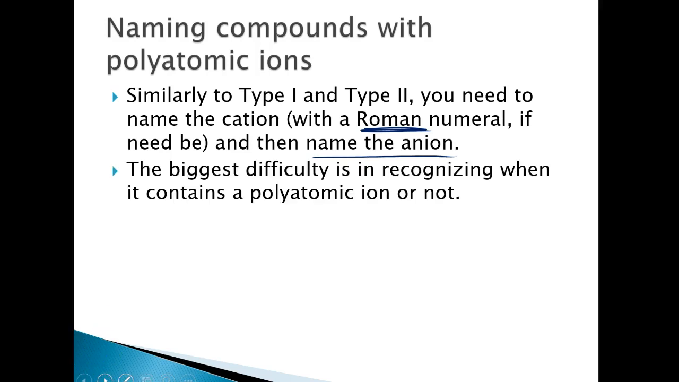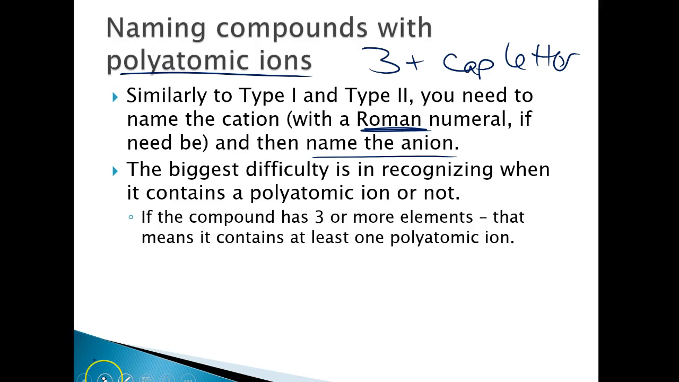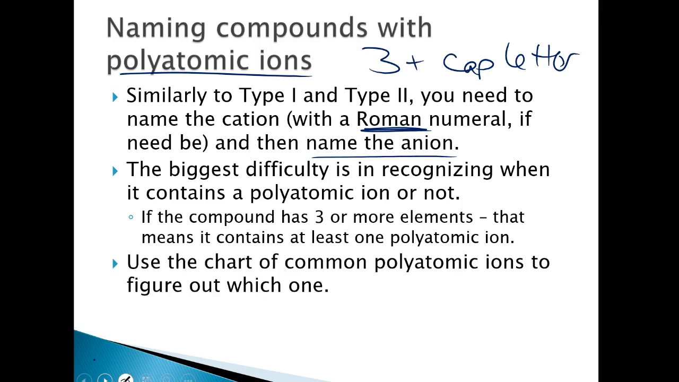Okay, you do have to do the algebra, and you do have to recognize that it's got a polyatomic. If it has 3 or more capital letters, that's how you know. You need to look on that little chart. So, 3 or more capital letters, that means you're going to look on that chart. Okay, that's where you need to go first. And then I'll give it to you.